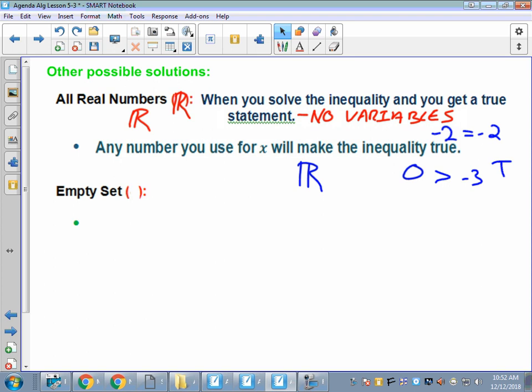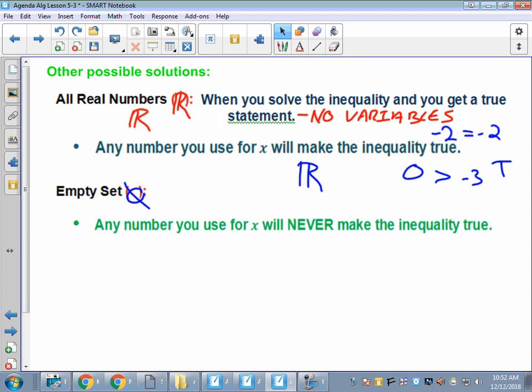Empty set or no solution. Remember, that's this thing here. This basically means any number you choose for x will never make the inequality true. So there are these situations. Again, we get a false statement. We solve the inequality and get a false statement. It would never be true.